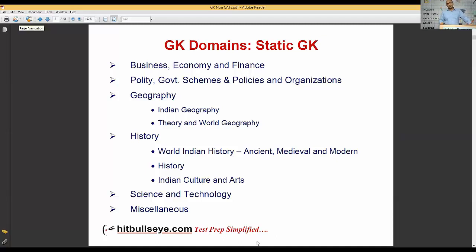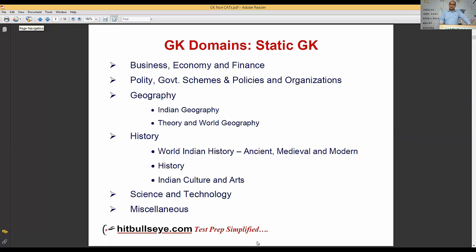Next, of course, is geography. Most of the papers focus really on Indian geography. However, there are certain papers, we'll see later in the past year trend section, that ask questions from core theoretical geography as well as world geography too.